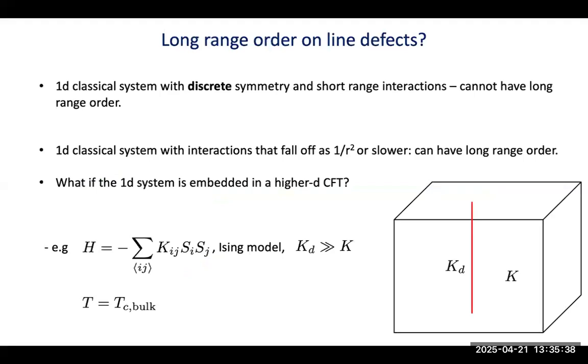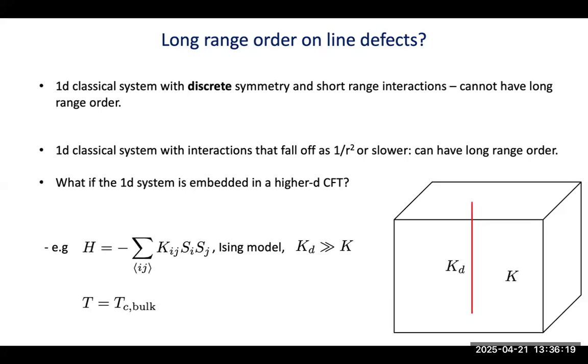Okay, and I'd like to begin with a very basic question. If you have some symmetry, can the symmetry become spontaneously broken on the line defect? We know that if you have a one-dimensional classical system with a discrete symmetry, then you cannot have long-range order at any finite temperature, as long as the interactions in this one-dimensional system are local. On the other hand, if you have non-local interactions, power law interactions that fall off slowly enough, then you can actually have a long-range order in a 1D classical system at finite temperature.